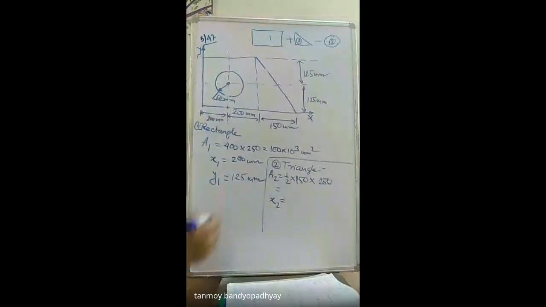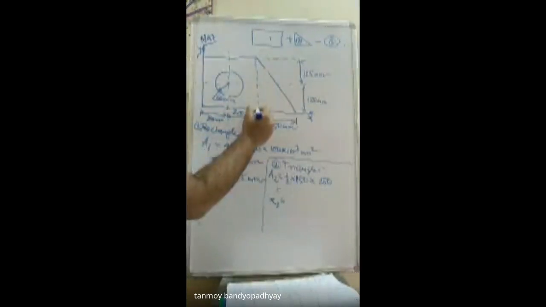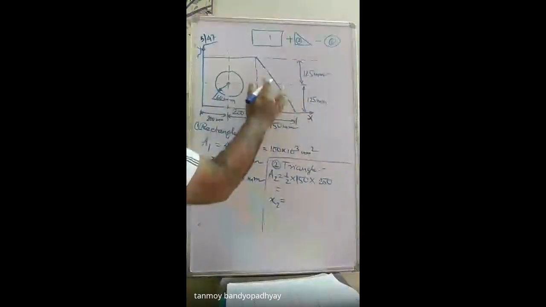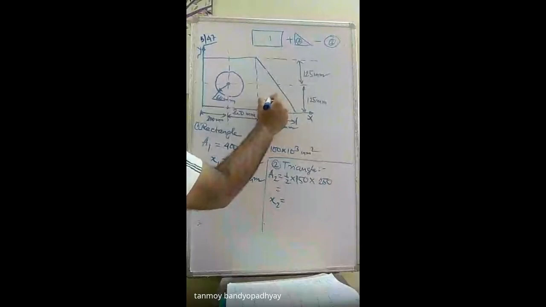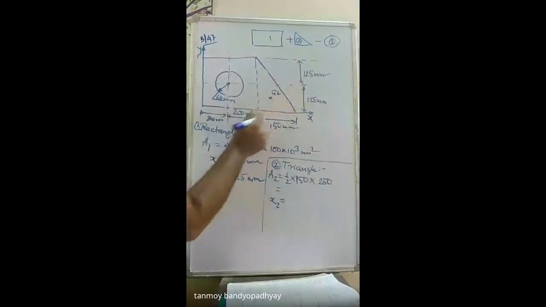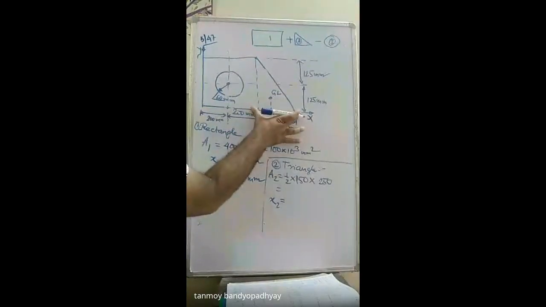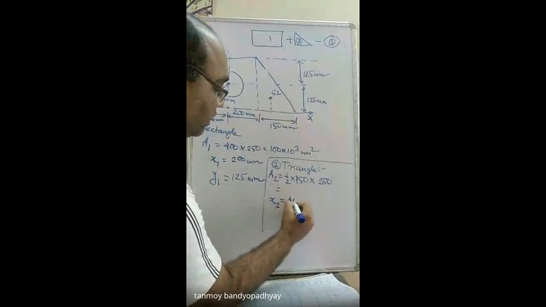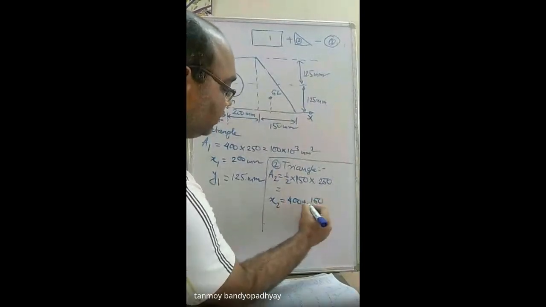So what will be x2? You can understand, this one is the triangle. Its center will be somewhere like here. Say I'm calling it G2. So G2 will be at an offset of 400 plus this length. This is the depth from this side, so 150 by 3. So it should be 400 plus 150 divided by 3.